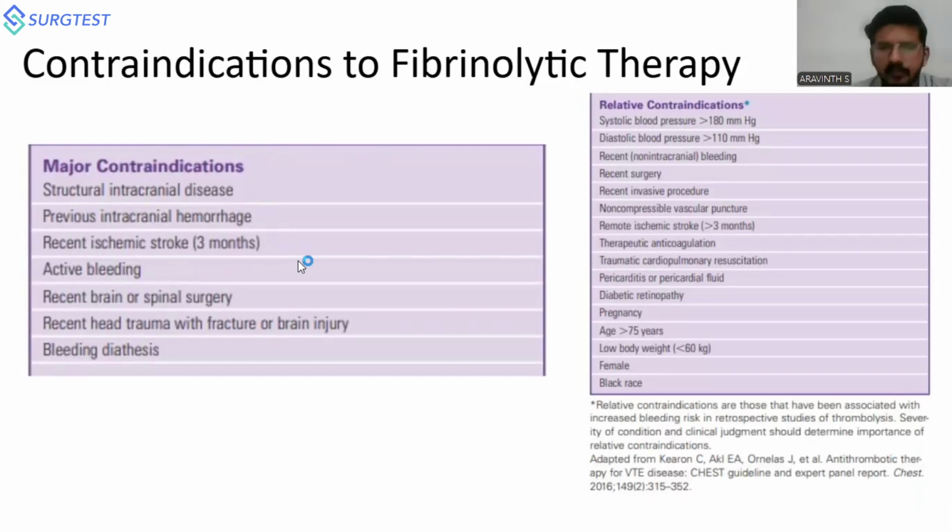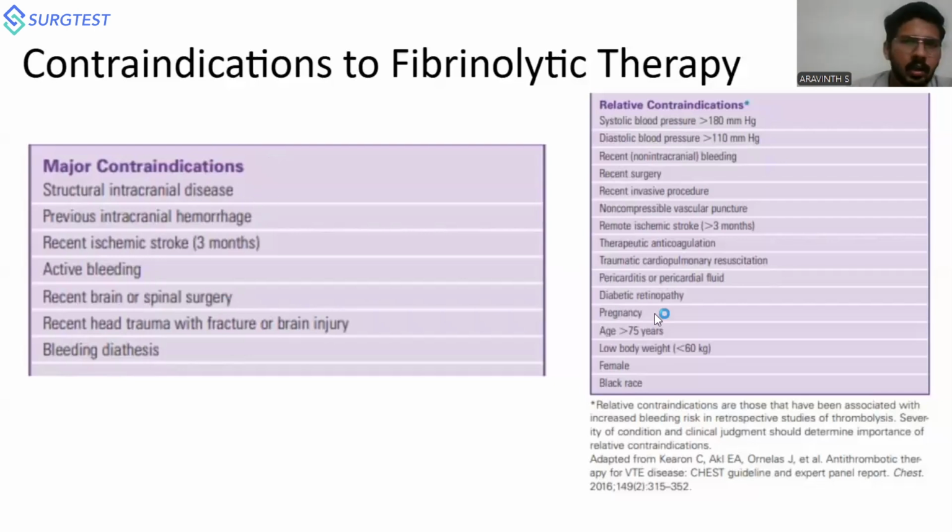But absolute contraindications are any intracranial disease which is structural, previous intracranial hemorrhage anytime, recent ischemic stroke within 3 months because you can have an intra-stroke bleed, and active bleeding at current point, recent brain or spinal injury within the last 3 months, recent head trauma with fracture or brain injury which can always re-bleed, and patients who already have an established bleeding diathesis. So these are the conditions where you do not thrombolyze the patient.